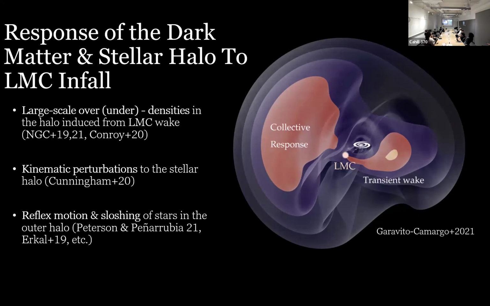And so in summary, we see that the infall of massive satellites like the LMC should be generating fairly significant changes in the global Milky Way CGM properties.